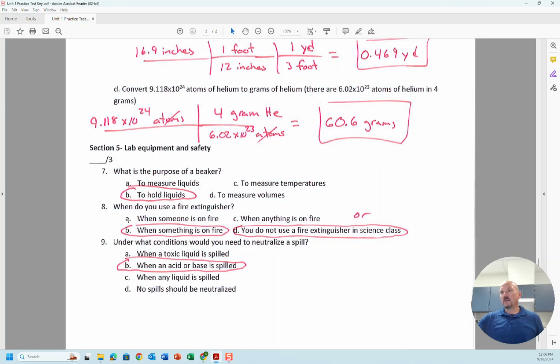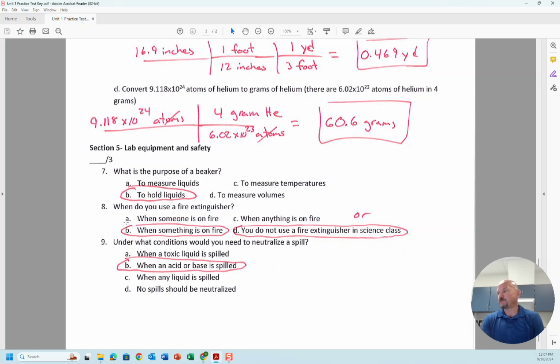So really, the distinction is, remember, the fire blanket is for when someone is on fire: smother them, wrap them up in a fire blanket and put the fire out that way. But if the lab were on fire, you could use a fire extinguisher. So when something is on fire, fire extinguisher. When someone is on fire, fire blanket.